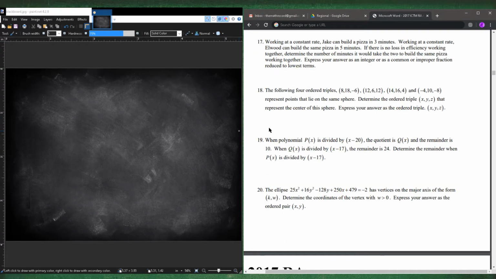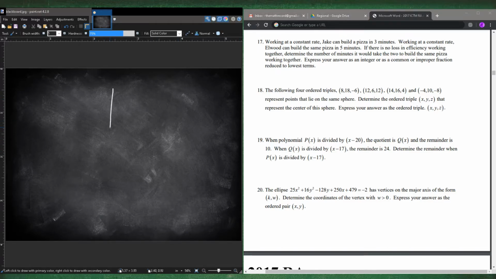Okay, number 18. The following four ordered pairs, (8, 18, -6), (12, 6, 12), (14, 16, 4), and (-4, 10, -8), represent points that lie on the same sphere. Determine the ordered pair (x, y, z) that represents the center of the sphere. Basically, they've given us 4 points, and if you connect them all together, you can make a sphere around them.